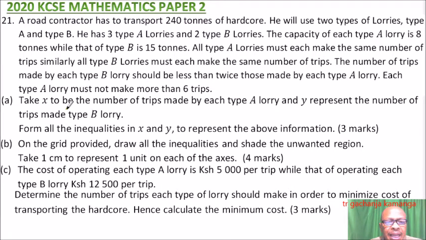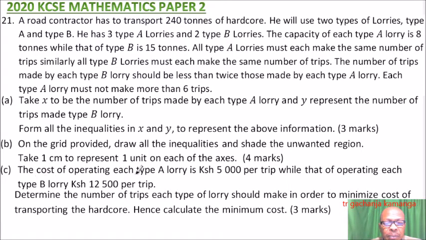Part A, take X to be the number of trips made by each type A lorry, and Y to represent the number of trips made by each type B lorry. Form all the inequalities in X and Y to represent the above information. Then on the grid provided, draw all the inequalities and shade the unwanted region. Take 1 centimeter to represent 1 unit on each of the axes.